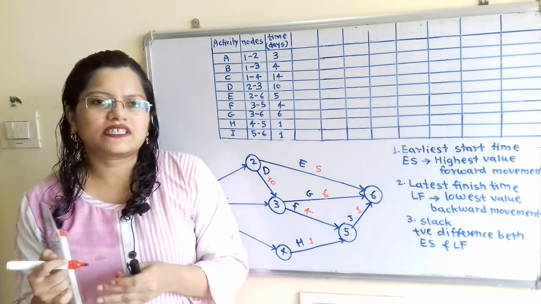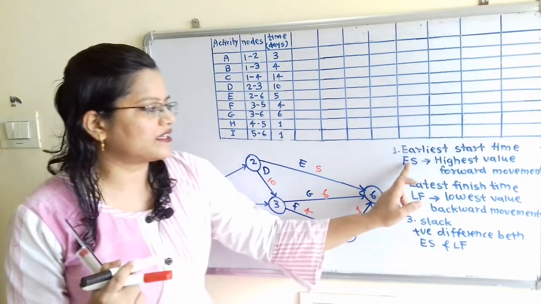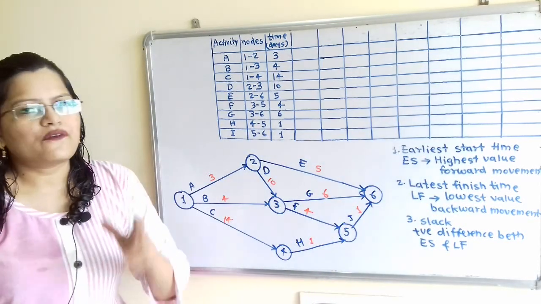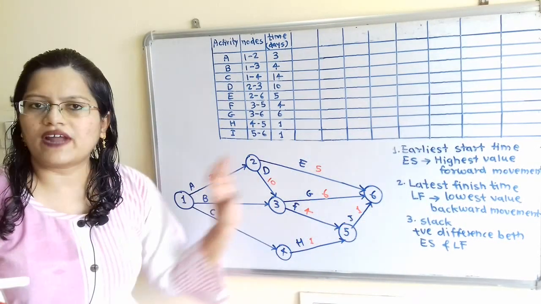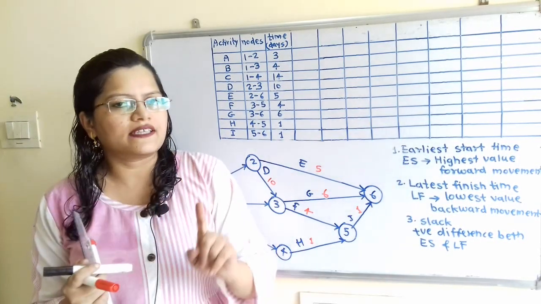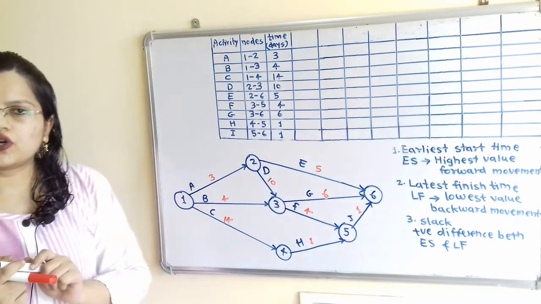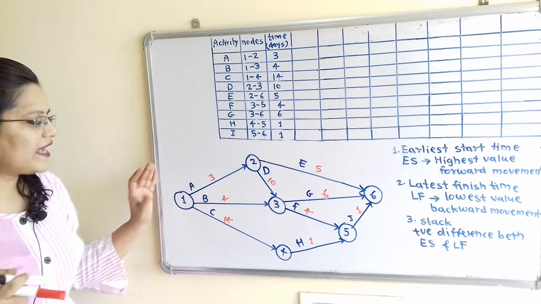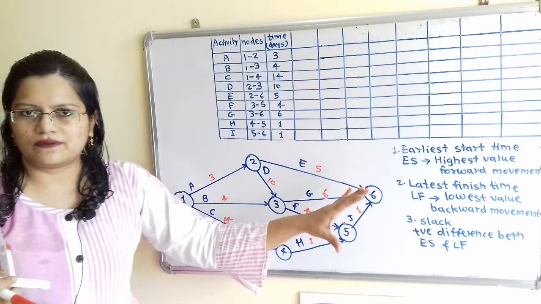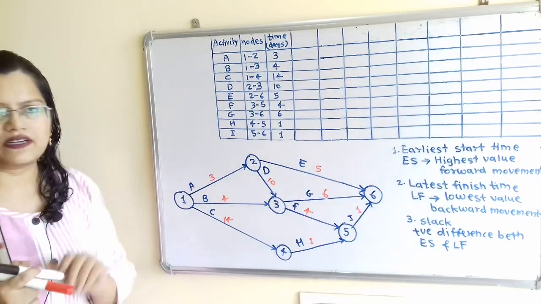Now to find out the critical path, we first have to find out the earliest start time, that is ES, and the latest finish time, that is LF. We will understand with the help of the diagram how to find this. There is only one rule: the earliest start time is always 0 at node number 1. We calculate the earliest start time in the forward direction, and the latest finish time in the backward direction.